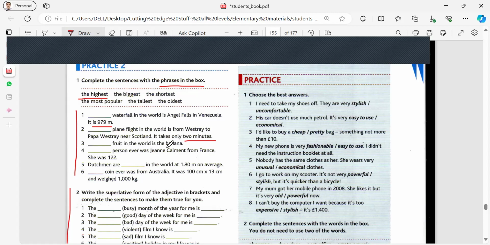The fruit in the world is the banana, the most popular. The person ever was Jeanne from France. She was 122. The oldest. The oldest person in the world. Exactly. Next, the tallest. Next, 1000 kilogram. The biggest. Right.